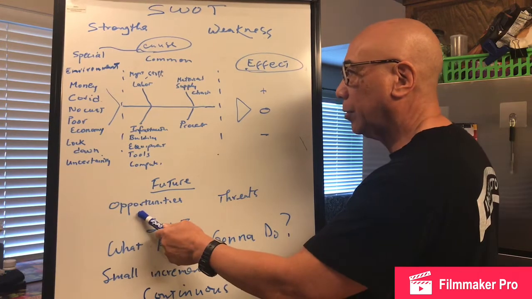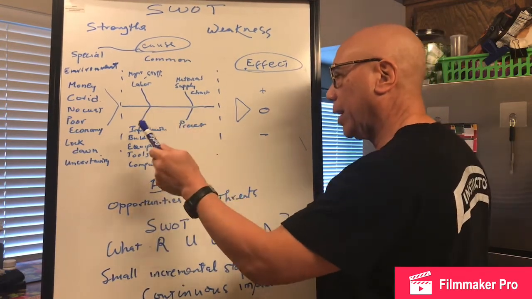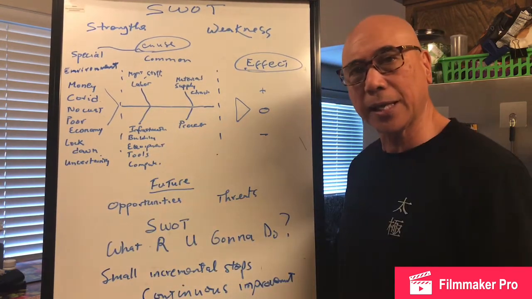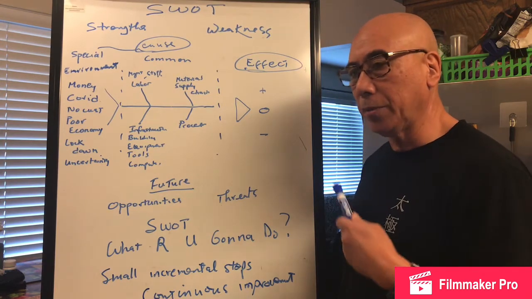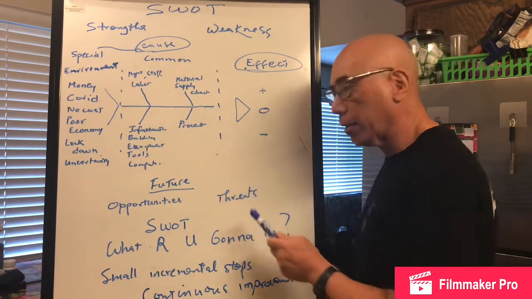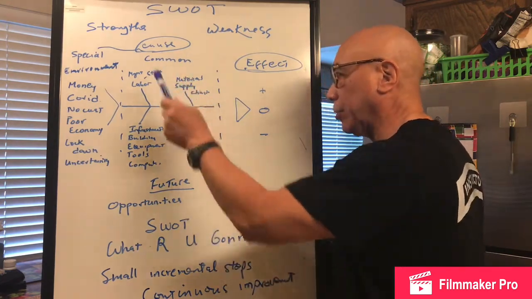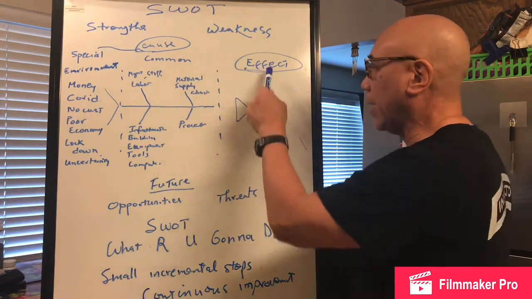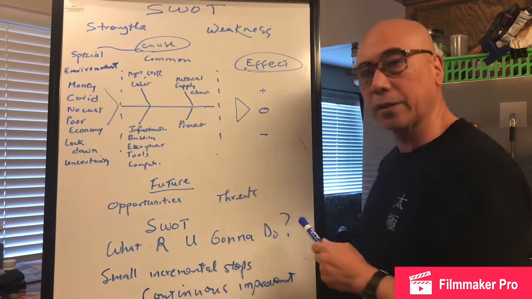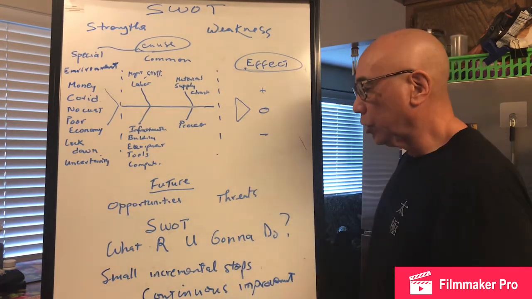What are the opportunities, despite what we have here, that we can take advantage of? Again, I don't know because that's your business. And what are the threats? These are the stumbling blocks that can prevent you from going into an effect that could be positive, neutral, or negative. So what are you going to do?